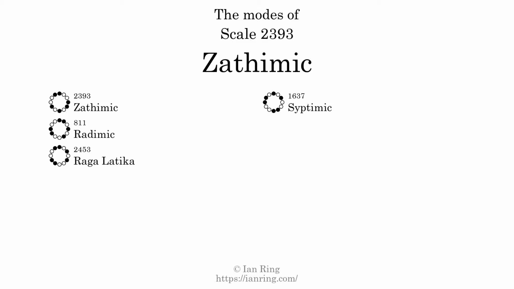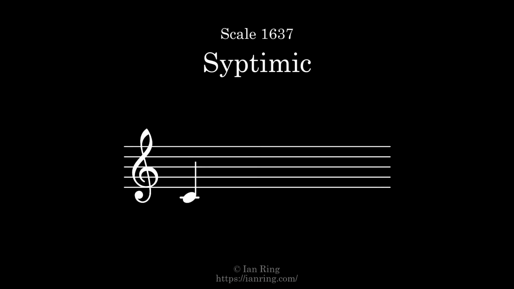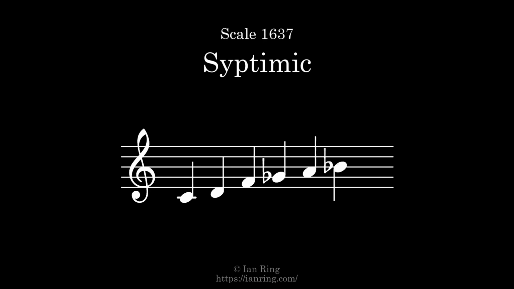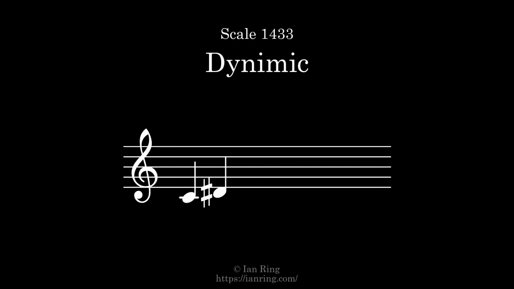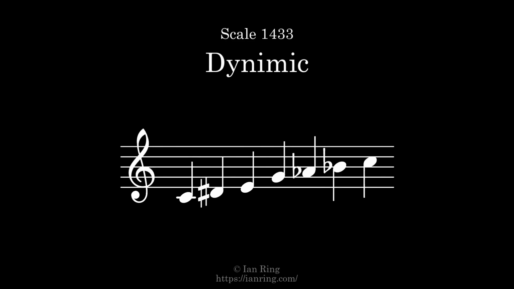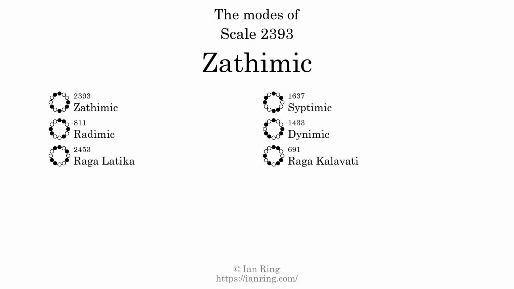The fourth mode is scale 1637, also known as Zathimic. It sounds like this. The fifth mode is scale 1433, also known as dynamic. It sounds like this. The sixth and last mode is scale 691, also known as raga calavity. It sounds like this.